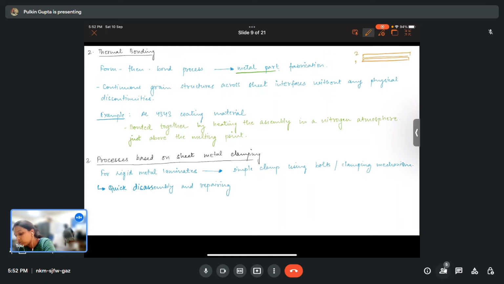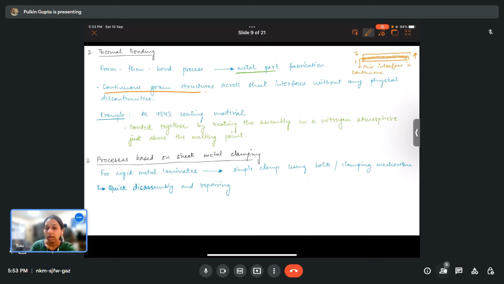So here this is more of a continuous regime. This interface is continuous, and any discontinuities that may arise because of two different lamellae are absent. So there are continuous grain structures along this interface. For example, Al4343 coating material, they are bonded together by heating the assembly in a nitrogen atmosphere just above the melting point.